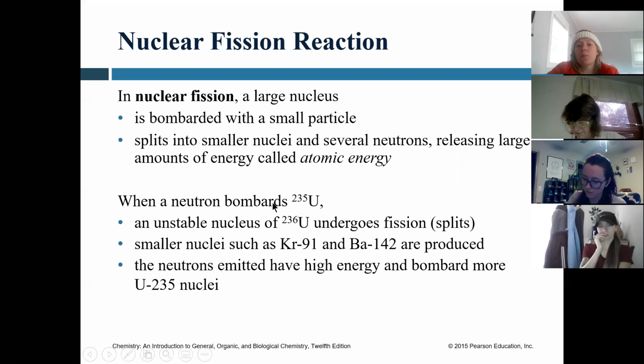When we take the neutron and we bombard uranium-235, the unstable nucleus, which is now 236, because we threw a neutron in there, will undergo fission, and fission meaning it splits. So fission to split, fusion means we bring them together. And then we get this krypton-91 and barium-142.